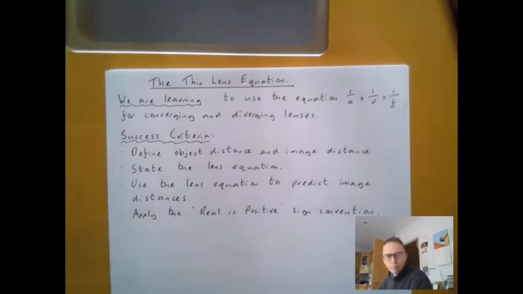Good afternoon, students. Today we are going to learn that the thin lens equation is 1 over u plus 1 over v equals 1 over f.